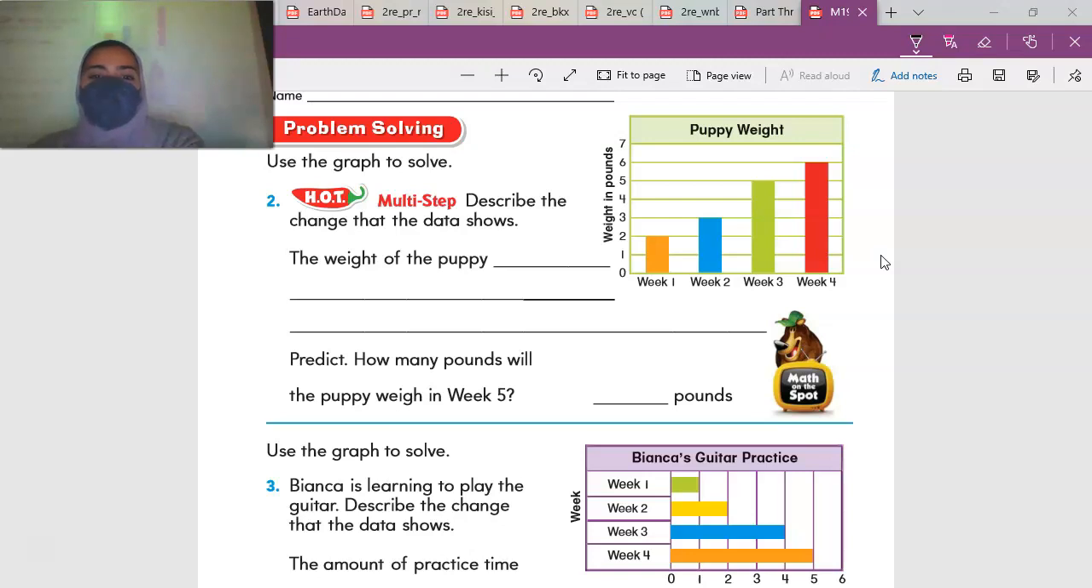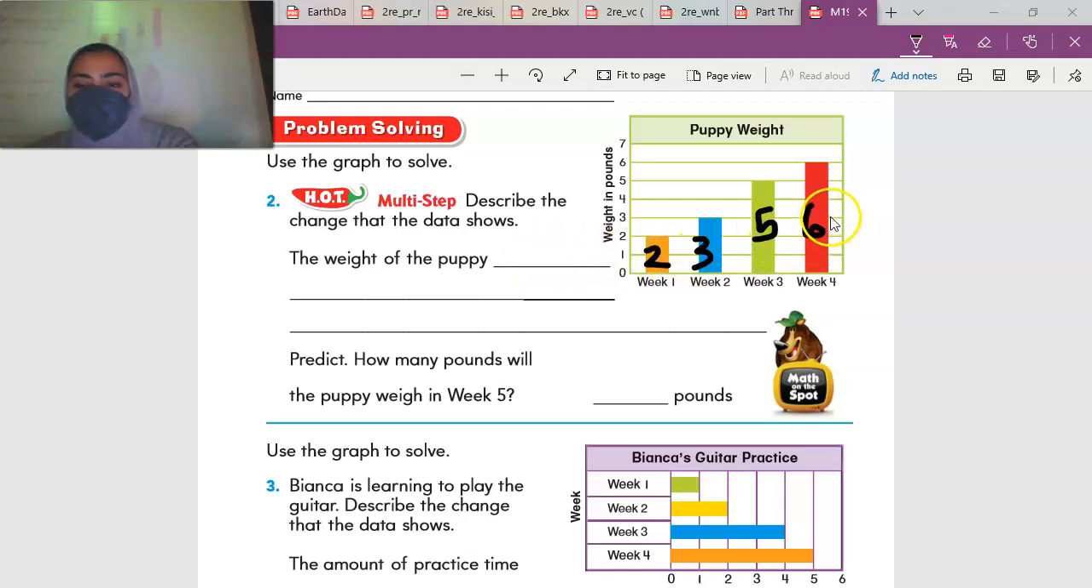So anyway, let's go back and read. It says, describe the change that the data shows. So they're weighing the puppy in what? Pounds. It says here, they're weighing the puppy in pounds each week. So the weight of the puppy in week 1, how much does he weigh? He weighs 2 pounds. In week 2, how much does he weigh? 3 pounds. In week 3? 5 pounds. In week 4? 6 pounds. Excellent job.